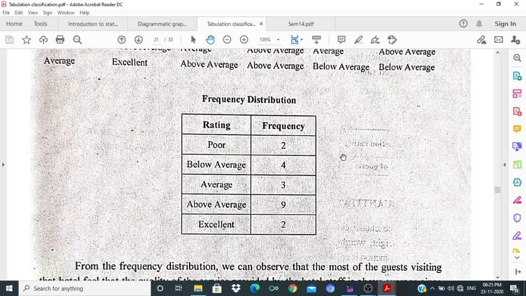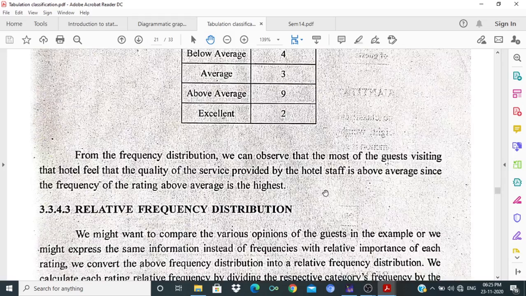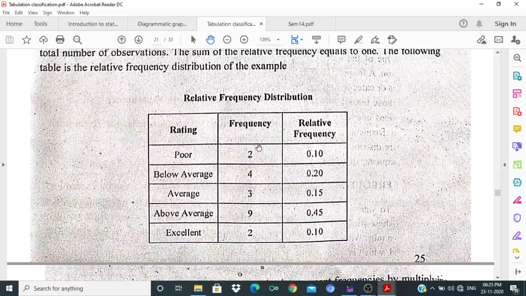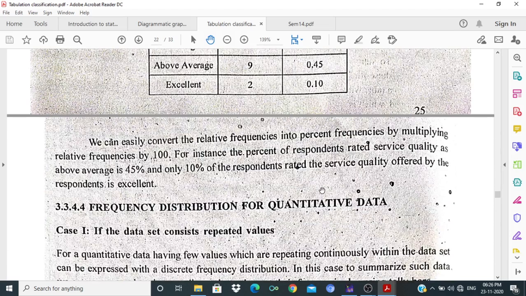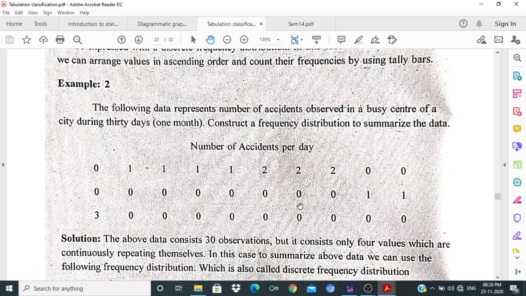This is about qualitative data. The rating, poor. Poor is frequency 2. Below average, frequency 4. Like that. We can construct the relative frequency also. This is the relative frequency. Total is 20 here. 6 plus 3, 9, 9 plus 9, 18, 20 here. 2 by 20 is 0.10, the relative frequency. Relative frequency for poor rating is 0.10. Relative frequency always lies between 0 and 1. Nothing but probability.